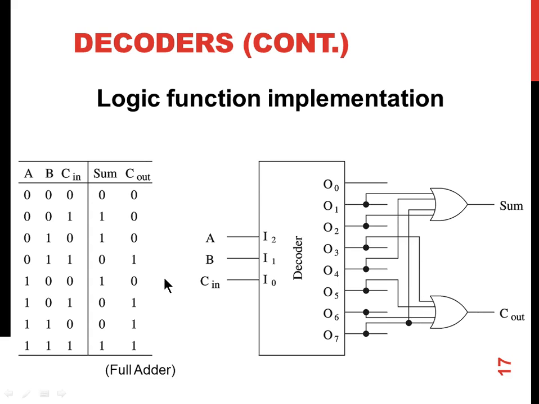So we can build circuits like this. Typically you will be given a design specification. It's very small, but this is a design specification given to you, which is of a full adder circuit. So you can build that using decoder logic also, if it is required.